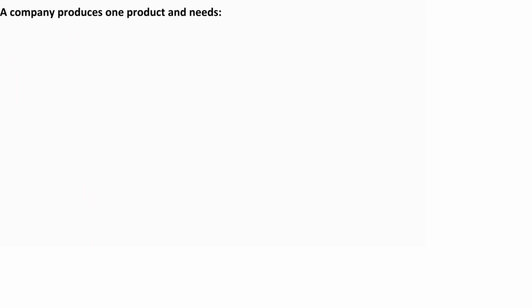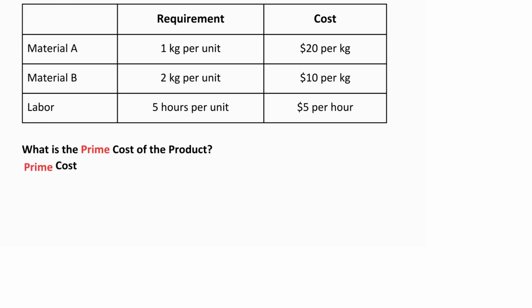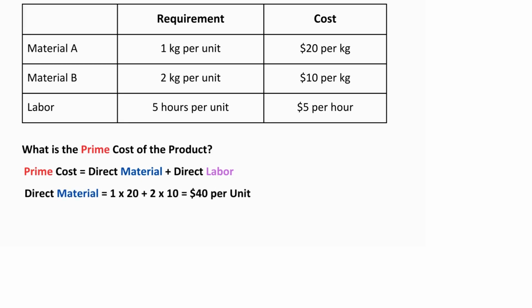A company makes one product which requires 1 kilo of material A, 2 kilos of material B, and 5 hours of direct labor. Material A costs $20 per kilo, material B costs $10 per kilo, and direct labor costs $5 per hour. We are asked to find the primary cost. As we already know, it is equal to the sum of direct material and direct labor. The direct material cost for material A is $20 because we only need 1 kilo of it. The direct material cost for material B is also $20.